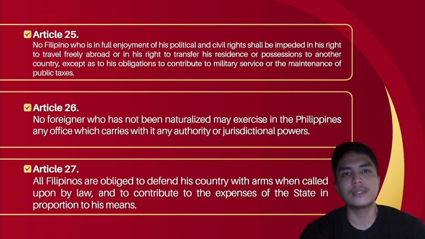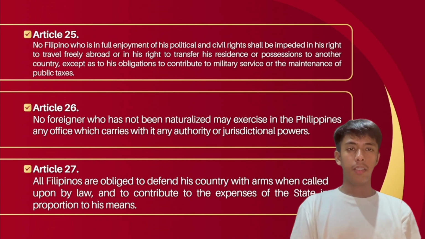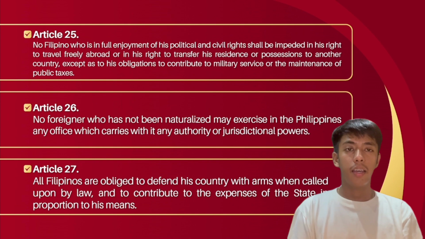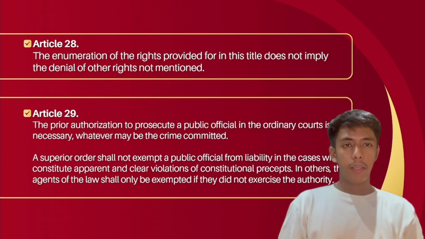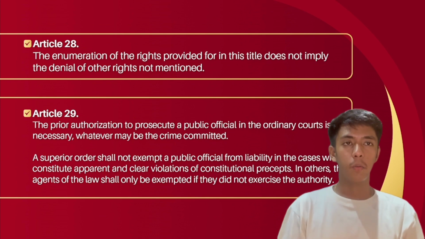Article 26 states that unnaturalized foreigners are not allowed to have any position of authority or jurisdiction. In Article 27, it states that all Filipinos have responsibilities both in terms of national defense and in contributing financially to the state's expenses. In Article 28, it ensures that the rights listed are not the only ones people have, implying that there are other rights that might also be protected.